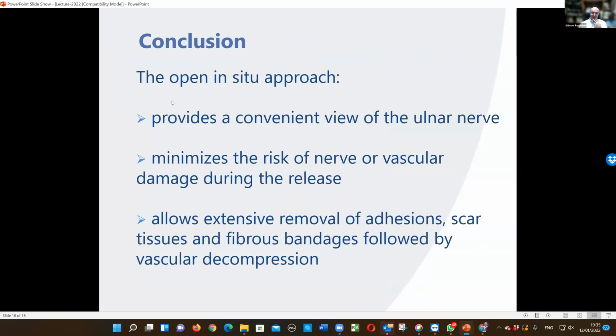In conclusion, the open approach provides a convenient view of the ulnar nerve. Second, it minimizes the risk of nerve or vascular damage during the release. Third, it allows extensive removal of adhesions, scar tissue, and fibrous bands, followed by the vascular decompression.